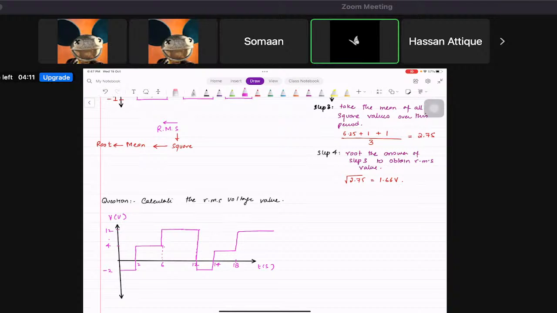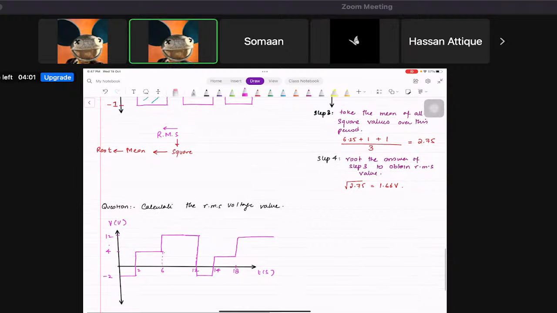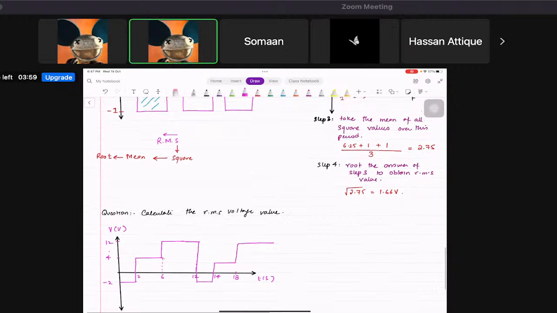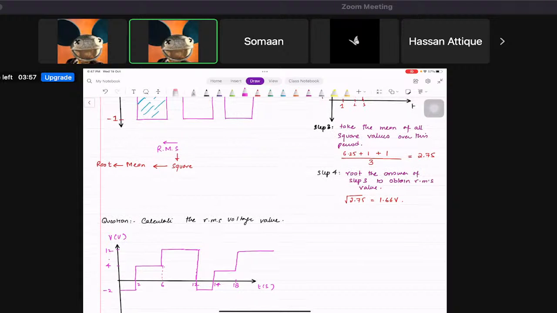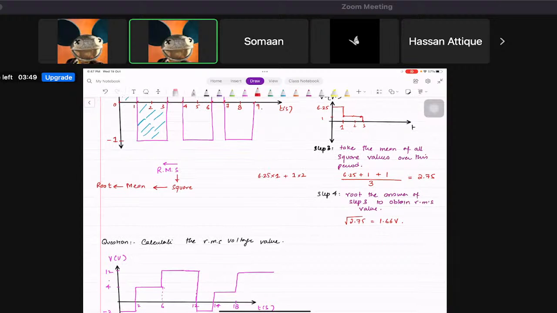So how did you do it at first? In step 3, what you did before. In step 3 I said, okay, 6.25 remains for 1 second, the whole 1 second, and then 1 remains for 2 seconds, and then I divide by the total time. Voila. Do you get my point?